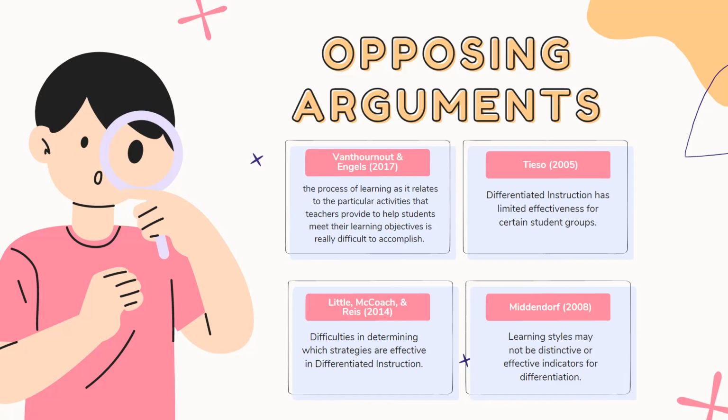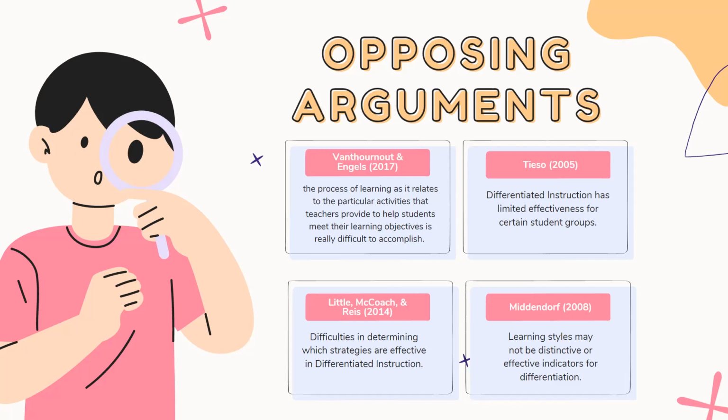Difficulties in determining which strategies are effective in differentiated instruction. Smith and Humpert argue that differentiated instruction involves multiple strategies and techniques, and it is not always clear which specific ones are active during the application in empirical studies. This lack of clarity can make it challenging for teachers to determine which strategies are most effective in meeting students' diverse needs.